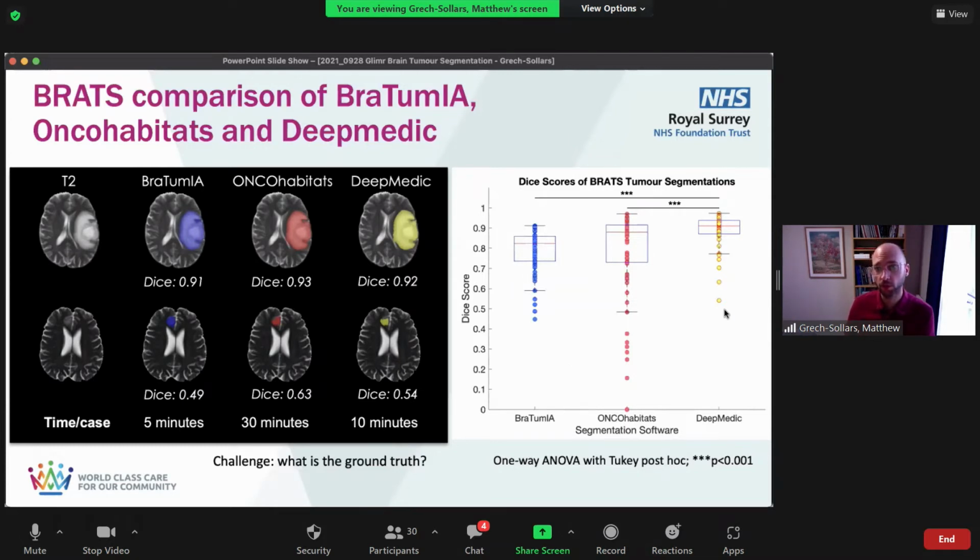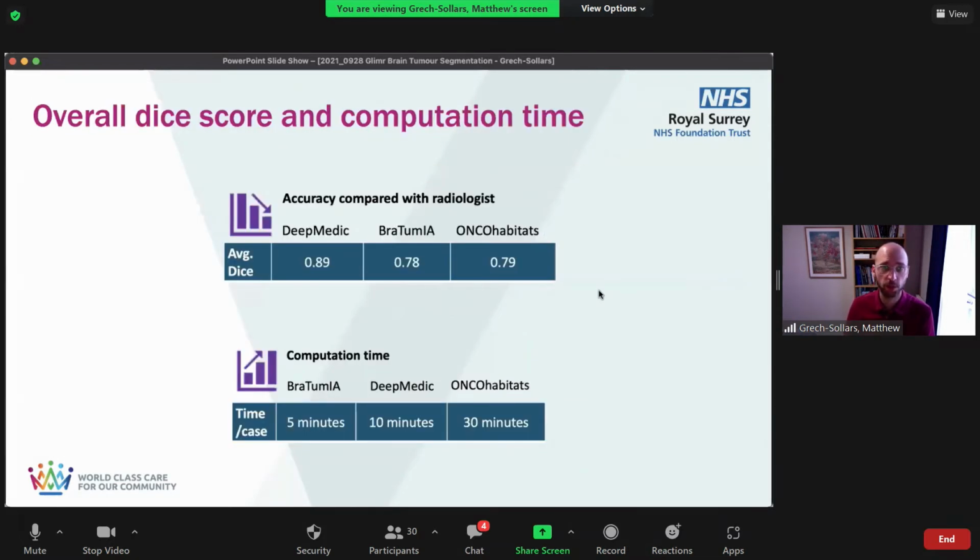And essentially what we saw is that DeepMedic was the one which performed the best. The average dice score was 0.89, whereas Bratumia and OncoHabitats were quite similar, with OncoHabitats having a much wider range of values. Again, in terms of computation time, Bratumia had the best computational time, and OncoHabitats was the one which took the longest to process each image.